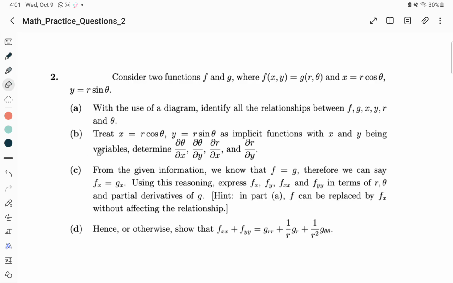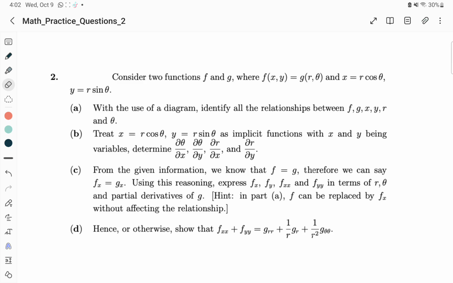Now we solve part C of question 2. Let's read the statement. As we already know, it was given in the beginning that f is equal to g. It's over here. So we are looking for the expressions of f_x, f_y, f_xx and f_yy, and they should be in terms of r and theta, and of course in terms of g or the partial derivatives of g.